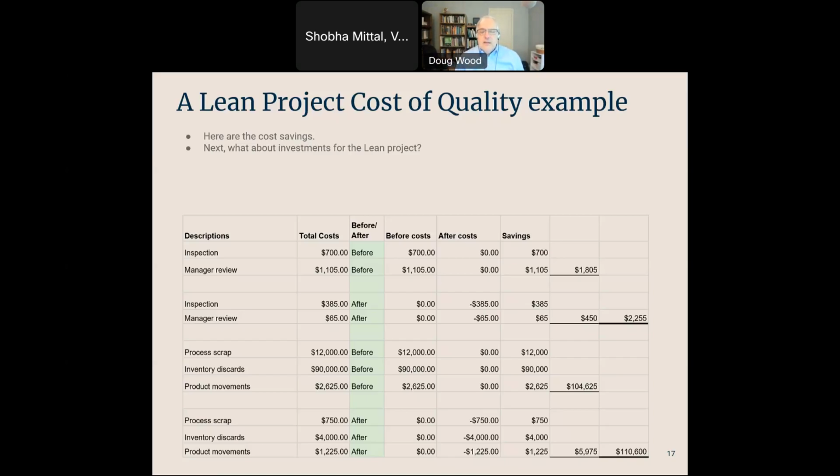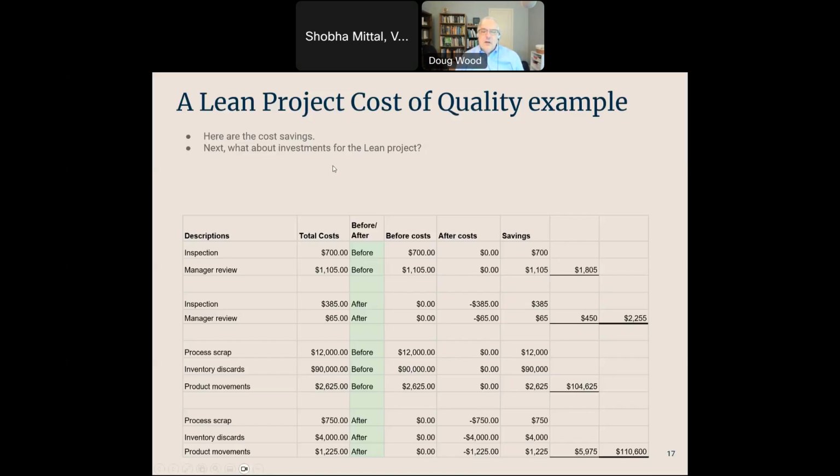So you end up with a column marked savings. Now the column is actually just totals, but they are negative numbers in the after costs when they are savings. See down there at the bottom and in the middle? They're negatives. So we add up the numbers over to the side, and in terms of inspection and manager review, we've actually saved $2,200. In terms of process scrap and inventory and product movements, we've saved $110,000.